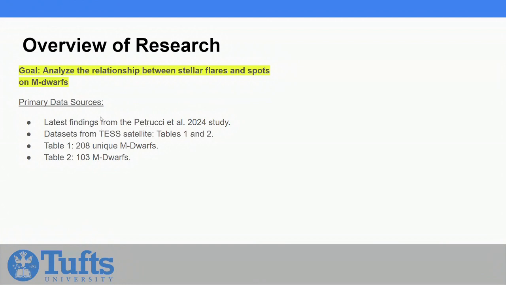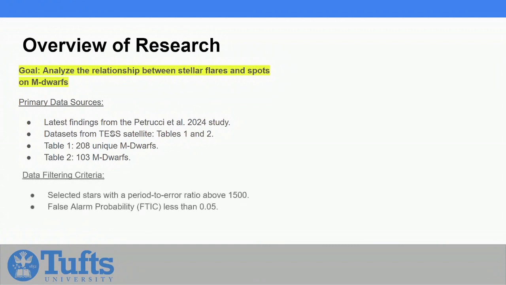To put it into perspective, our data set from table 1 has 208 unique M-dwarfs, and table 2 has 103. That's a lot of stars, and there's just no possible way of being able to look at and analyze all of these stars. So it is important to note that the stars from table 1 were filtered so that the period to error ratio on all the stars had to be above 1500, and that the false alarm probability was less than 5%.